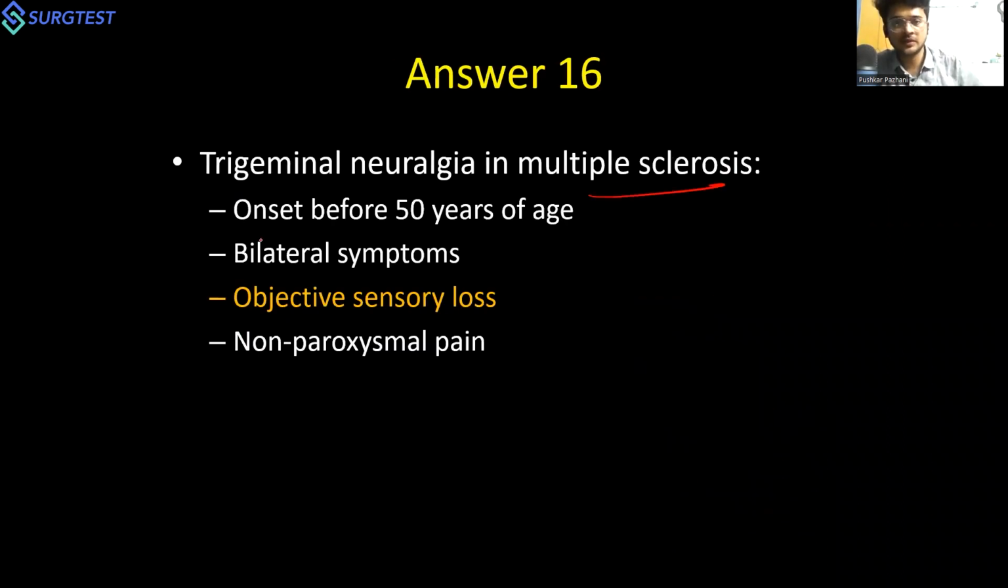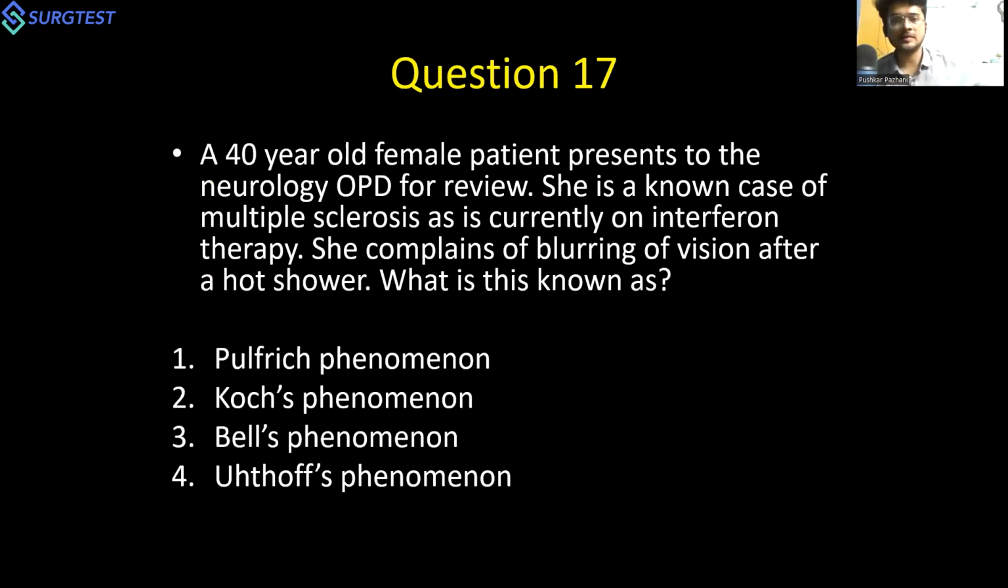Trigeminal neuralgia in multiple sclerosis, just to revise: onset less than 50 years, that is young age of onset. Bilateral symptoms, very, very important. Presence of objective sensory loss and the presence of non-paroxysmal pain in addition to the paroxysmal pain. So great, we'll go to the next MCQ.